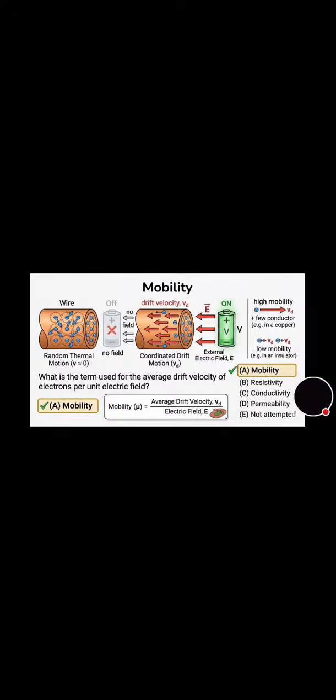Next question is on the screen. What is the term used for average drift velocity of electrons per unit electric field? And its correct answer is option A, that is mobility. And now move towards the next question, that is on the screen.